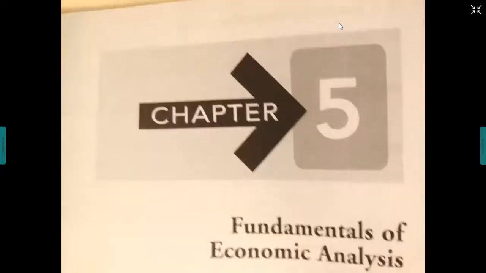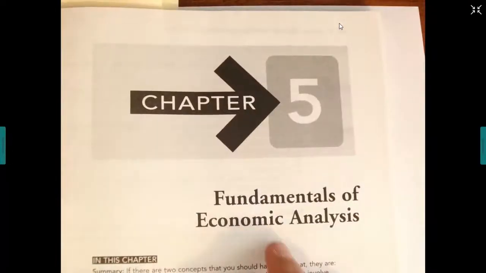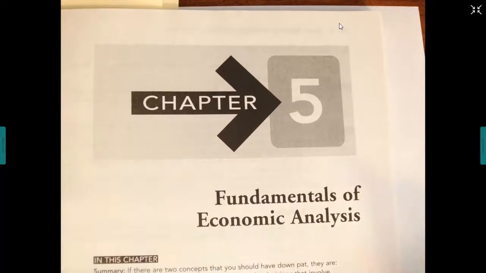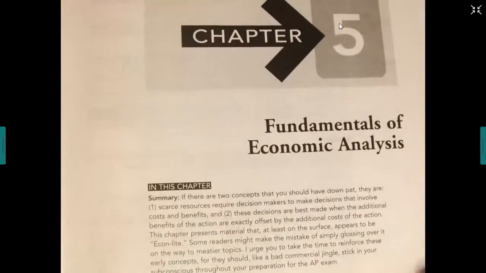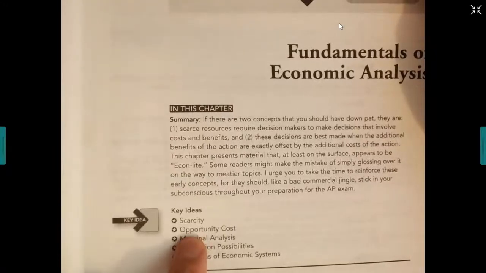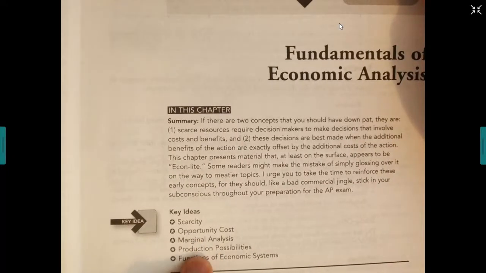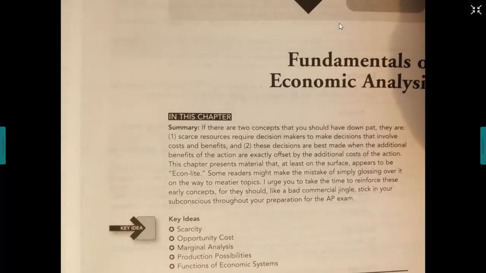So we're going to go over chapter 5 here. It's going to be the fundamentals of economic analysis. The key ideas that we're going to discuss in this section are things such as scarcity, opportunity costs, marginal analysis, production possibilities, and the functions of economic systems. And then at the end of this, I'm going to try and give you some examples of some AP FRQ type questions.